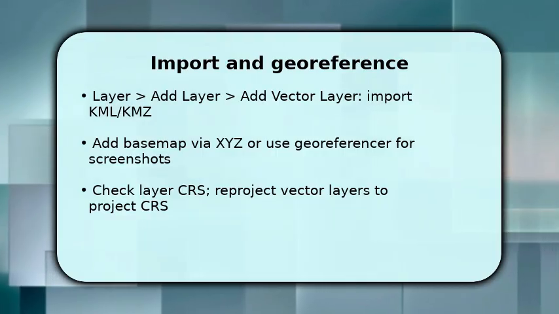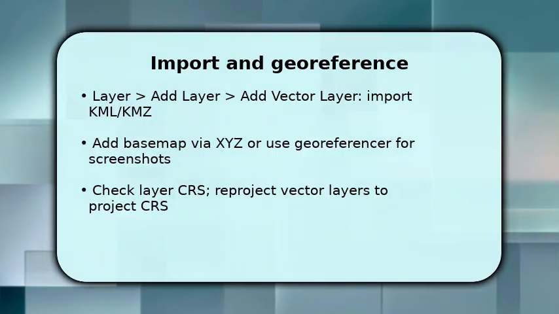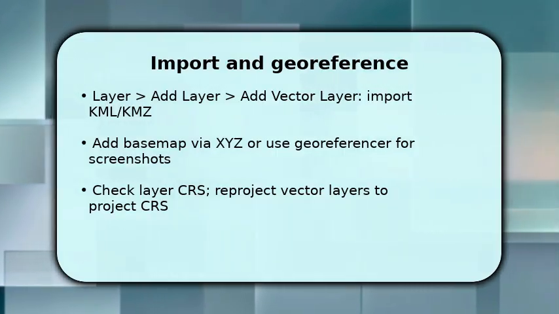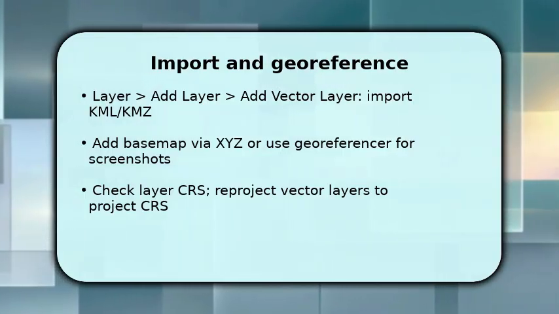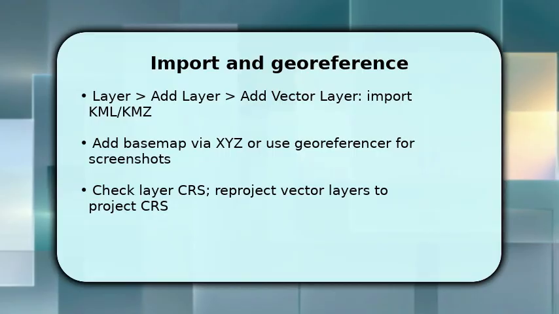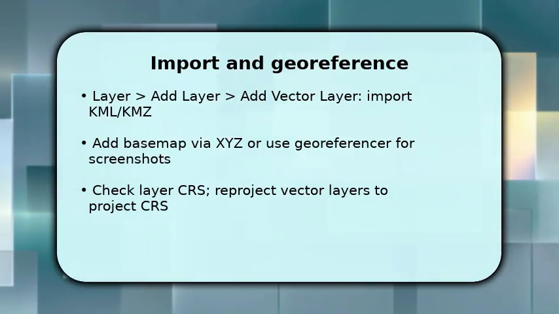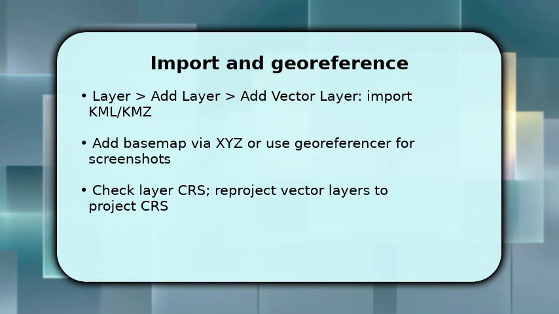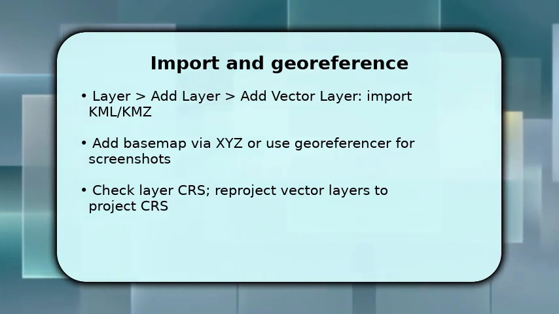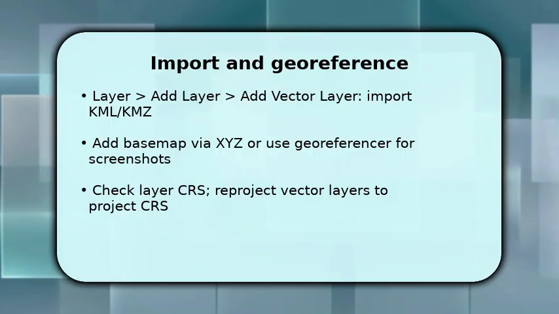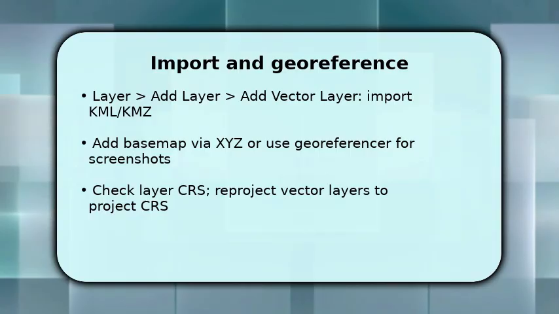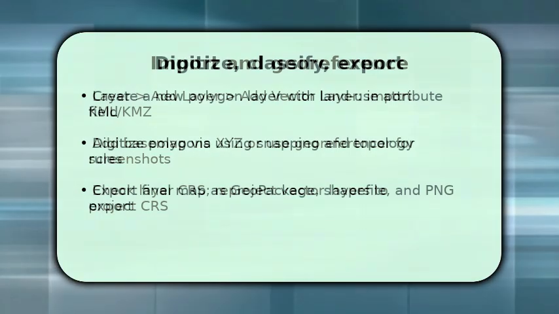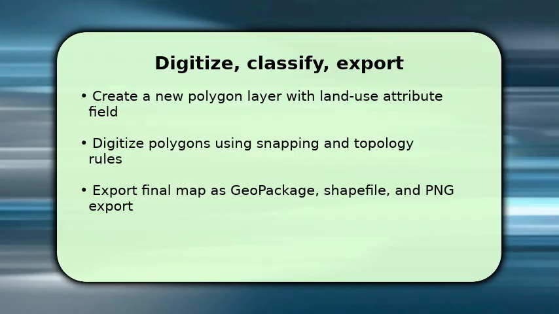If you captured imagery screenshots, open the Georeferencer tool and pin control points using known coordinates from your vector placemarks. Alternatively, add a Google/OSM XYZ basemap for visual reference. Once aligned, reproject any imported layers to the project CRS and tidy the attribute table so land use categories are consistent. Finish by creating a new polygon layer for land use and add a clear attribute field for category codes.